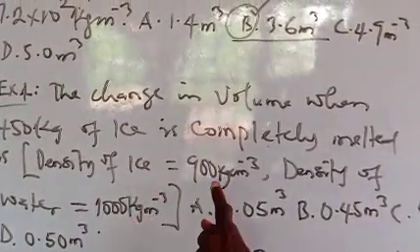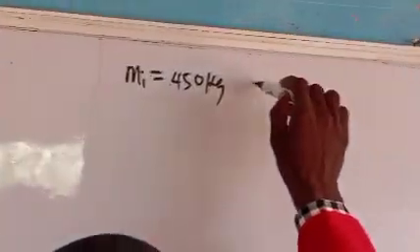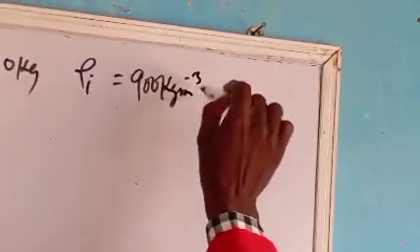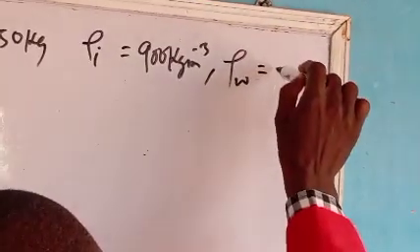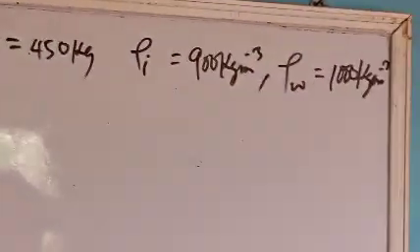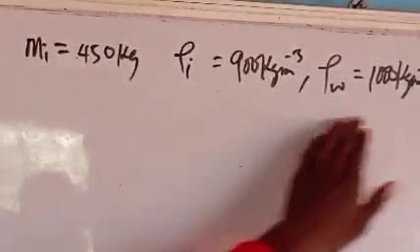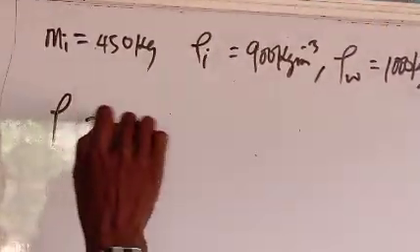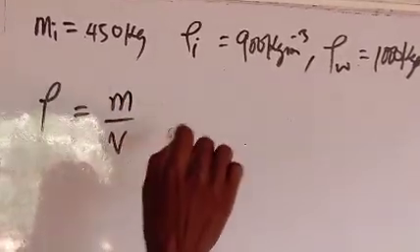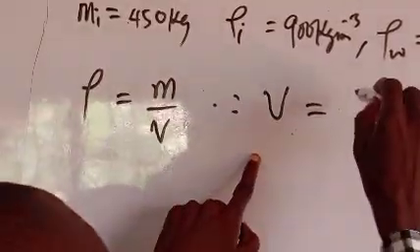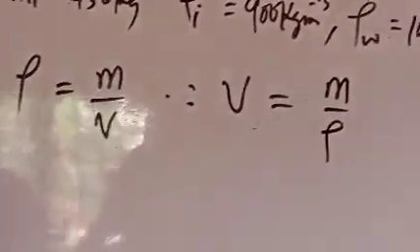Now they gave you the density of ice: 900 kilogram per meter cube. The density of water is 1000 kilogram per meter cube. The question is for you to calculate the change in volume. Volume is not given, but when we discussed density, we said that density is equal to mass over volume. Therefore, volume becomes mass over density.